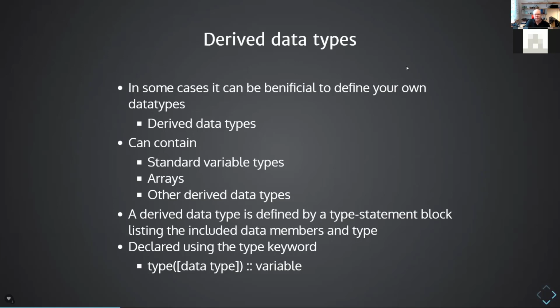In Fortran, you define a new derived data type by using a type statement block, which describes all the components that should be contained in that derived data type. Then you can use this defined data type just like any normal variable declaration in Fortran. The only difference is that you have to use the keyword type and then a parenthesis, and then you give the name of your newly defined derived data type.